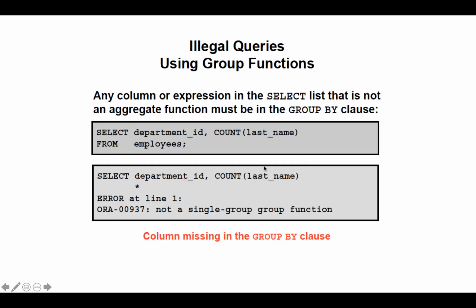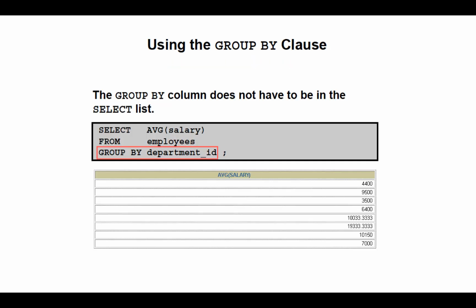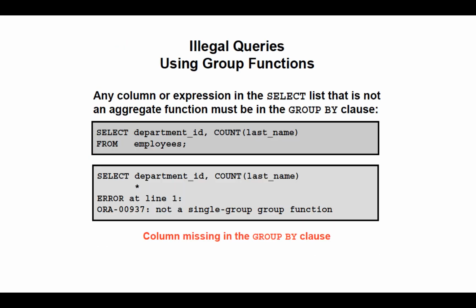So I have two 50s, 50 for ST clerk and 50 for ST man, and here is the average for those and the average of here. Okay, 80 as well. I have 80 for SA man and 80 for SA rep. So first we group by department ID and then we group by job ID. Please pause and look at it. You'll find it makes so much sense. Okay, and this output is the same as the output I described here.